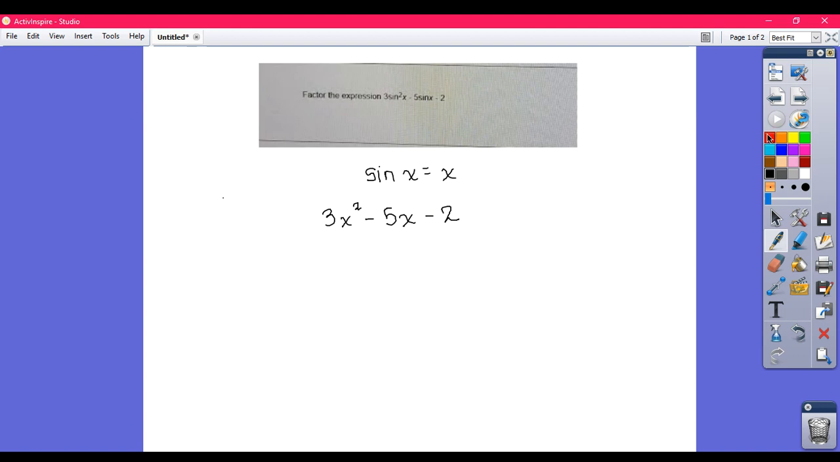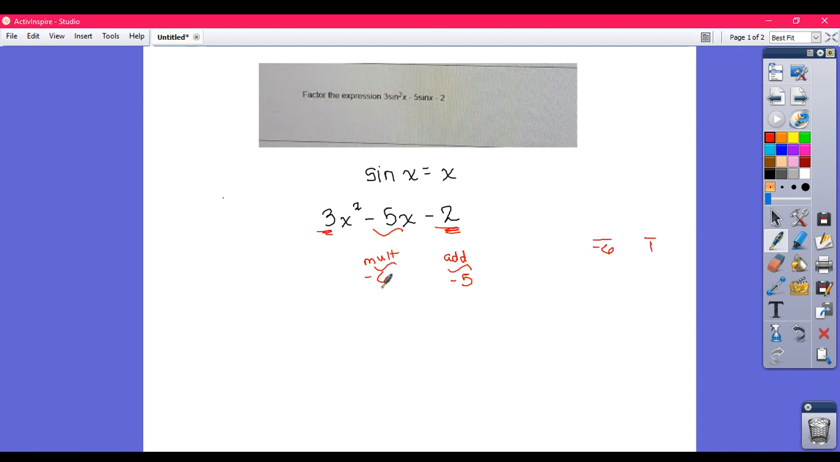So since I'm factoring, I multiply the first times the last term, which is negative 6. So I need two numbers that multiply to be negative 6 and add up to be the middle number, negative 5. So those two numbers are going to be negative 6 and 1. And you can do this by a lot of trial and error.